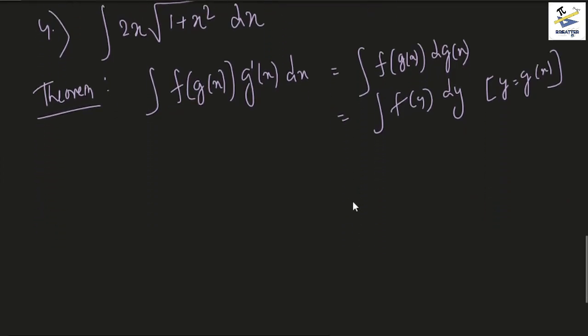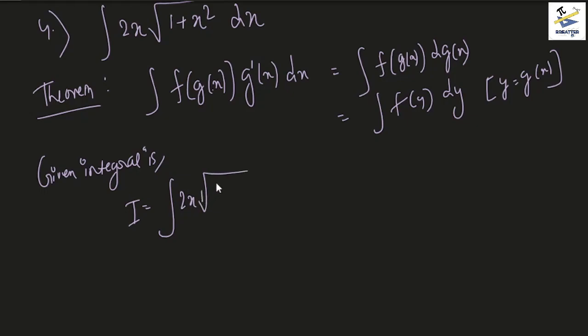So what we are trying to find is some function of something, whose derivative is already given along with dx, and then we can directly substitute that function. Why? We can see why. The given integral is I equals the integral of 2x into root over 1 plus x square dx, and we can substitute y equals 1 plus x square. Why are we doing that?